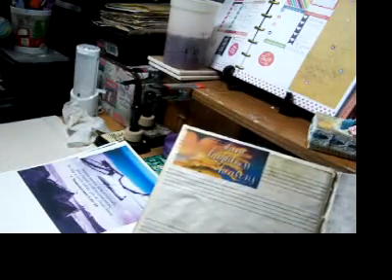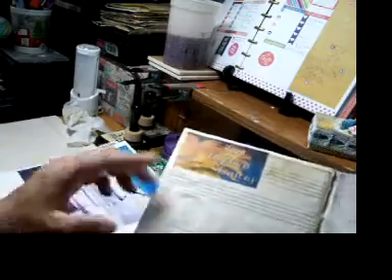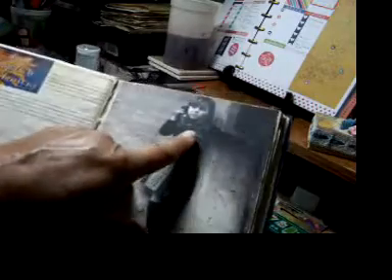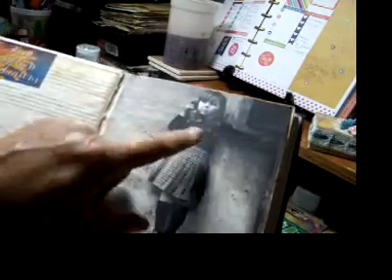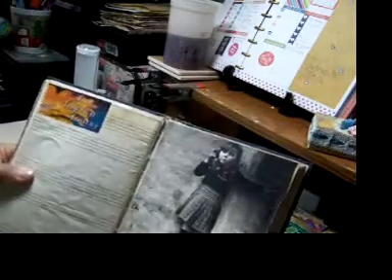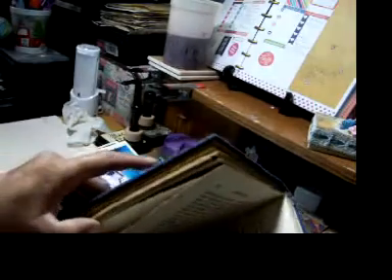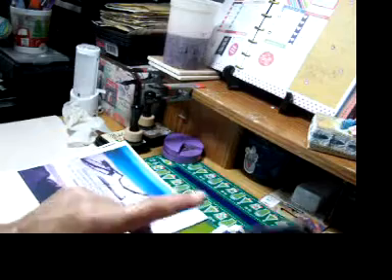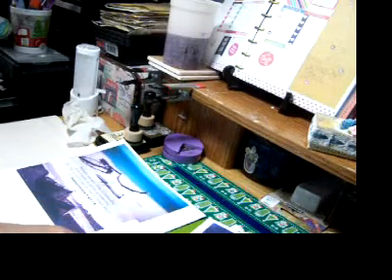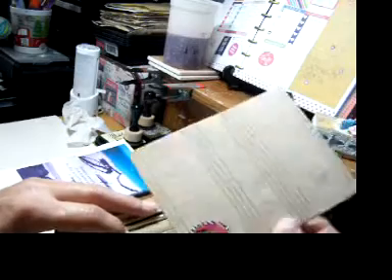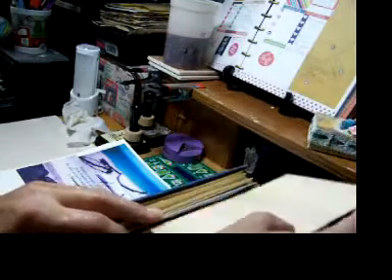Like the brightness of the heavens. And a little place for her to write. I included this solely because that little girl, her face reminded me of my niece, so I had to put it in there. And in here is just a journaling card.